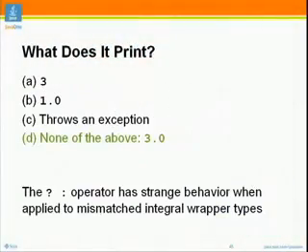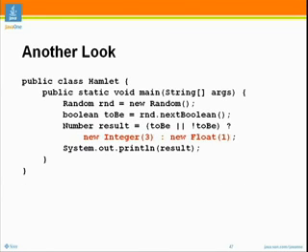It prints 3.0. 3.0? Yes. That wasn't even in the program. Yes, and the problem is the ternary operator has very strange behavior when operating with mismatched integral wrapper types. Let's take a look at the program again here. So here we have an integer object, and here we have a float object. But they're both object references.